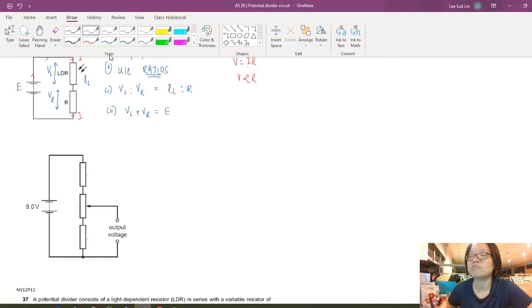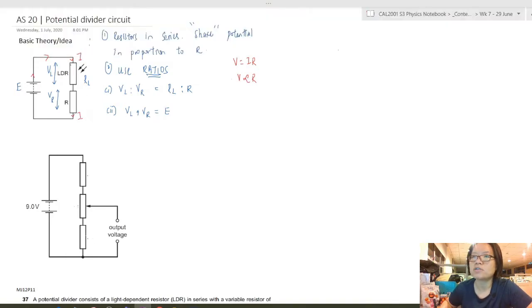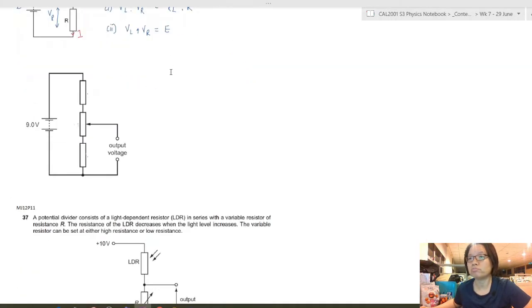Next, because these two are in series, the sum of the potentials will be equal to E. If you take the potential across the LDR plus the potential across the resistor, you will get the EMF of the battery. Alright, so I'm going to do a question now with you.